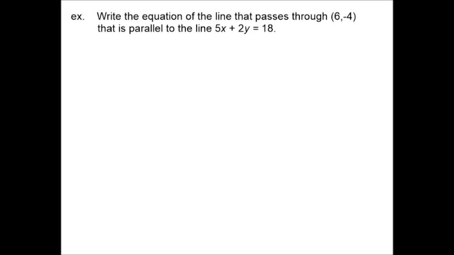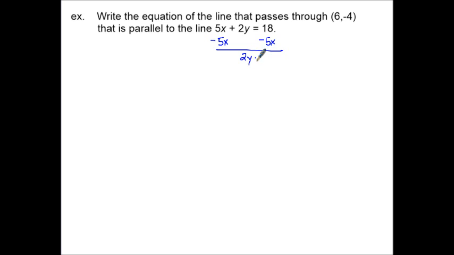We'll throw a new twist at you here. We want to write the equation of the line that passes through (6, -4), but this time it's parallel to the line 5x plus 2y equals 18. Now notice this time the equation we have is not so nice that the slope is staring us in the face. So we need to rewrite it into our slope-intercept form so that we have an easier view of the slope. Alright, so first things first, I'm going to cancel the x, so minus 5x from both sides.